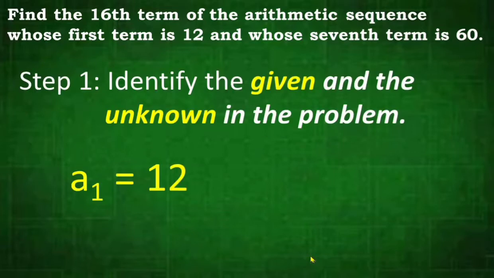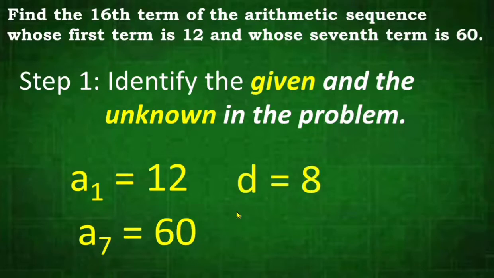Let's go back with our step 1. Our first term is 12. Our seventh term is 60. This time we have now the value of d, which is equal to 8. And then now we are ready to find the 16th term.